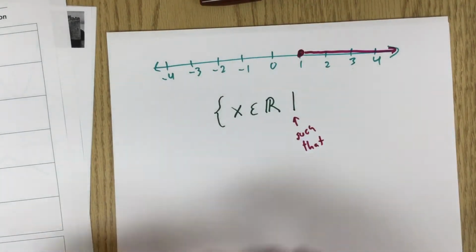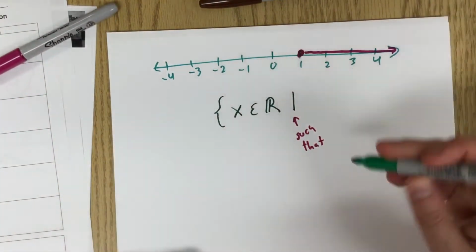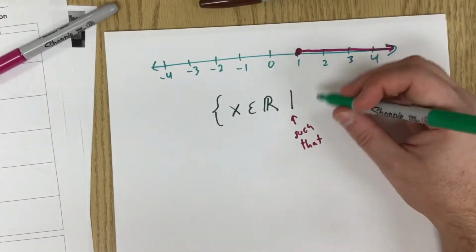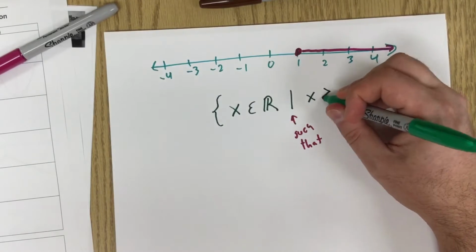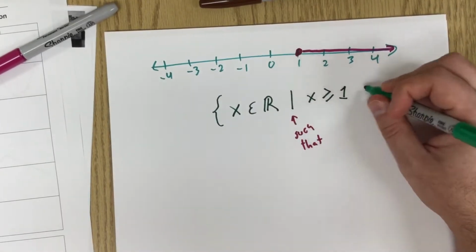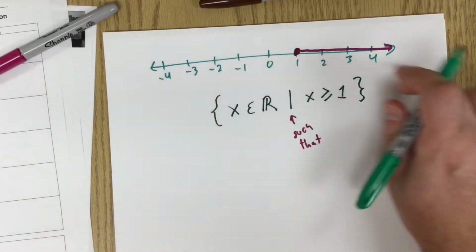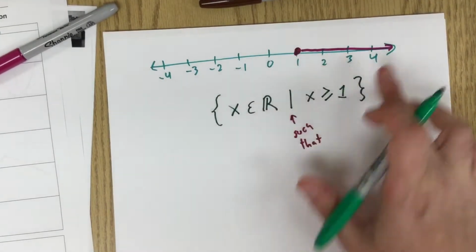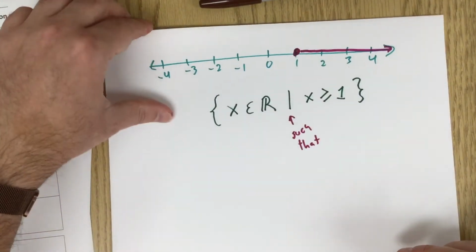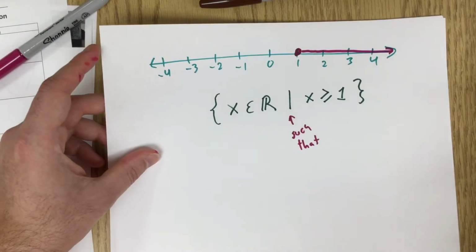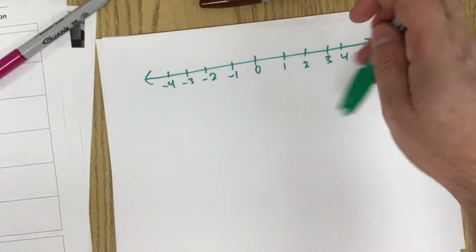or given that. So such that, and what do we say? They have to be bigger than 1. So x has to be bigger than or equal to 1. And that's how I would describe that over there. So x is an element of real numbers, and x has to be bigger than or equal to 1. Okay.